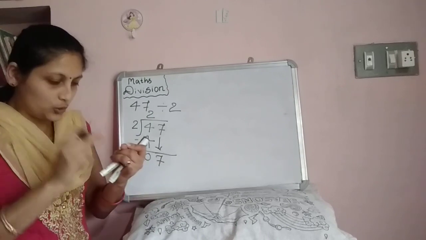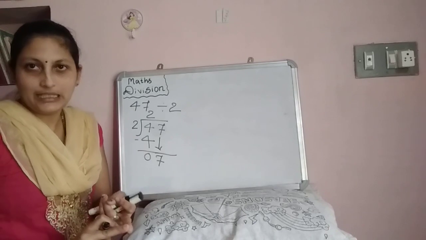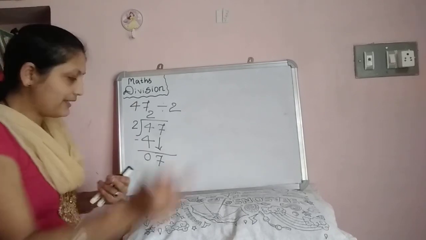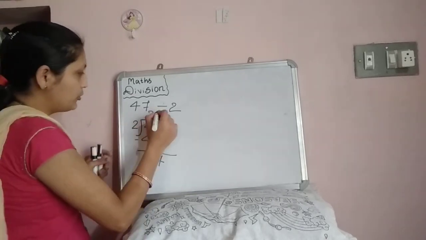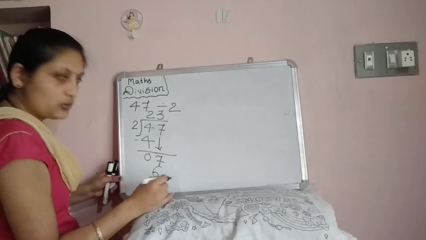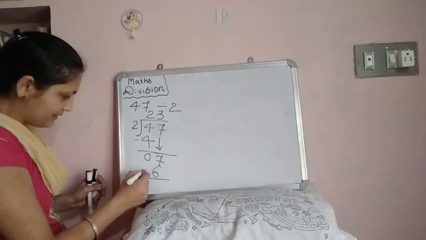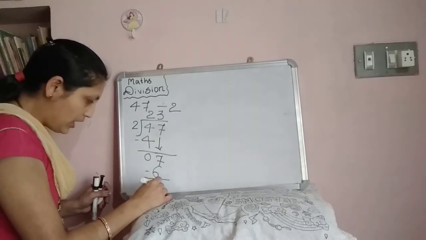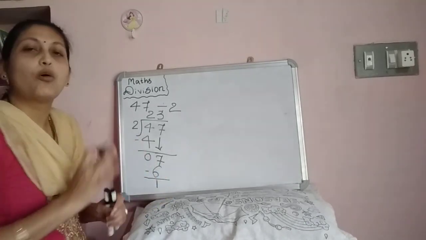What is that? 2 1s are 2, 2 2s are 4, 2 3s are 6. Clear? 2 3s are 6. 6 is smaller than 7. So we can take 6. So 2 3s are 6. Now subtract this. 7 minus 6 is what? 1. See here. 7 minus 6 is 1.